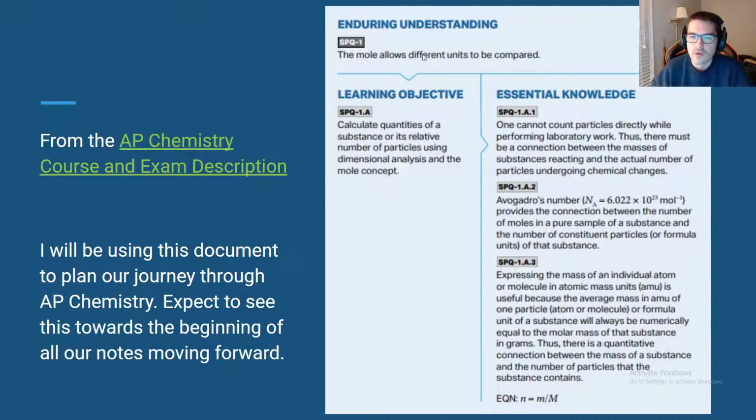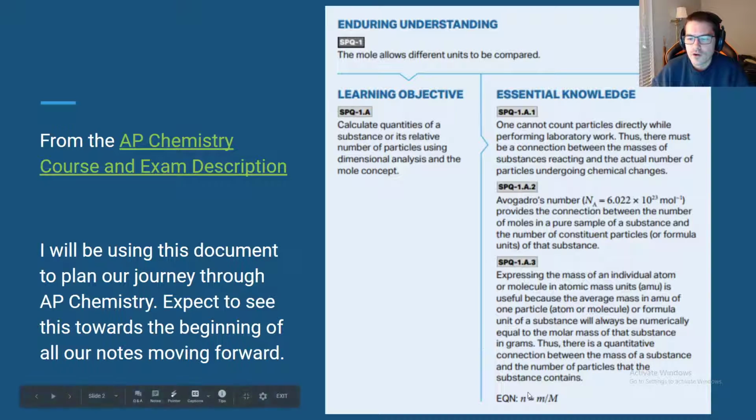So, what is the goal or the objective here for this topic? It says the mole allows different units to be compared. Let's actually focus here on this learning objective. It says we're going to learn how to calculate quantities of a substance or its relative number of particles using dimensional analysis and the mole concept. And that is exactly what we're going to be doing today. I'm going to be going through a few other little things prior to this objective, but this is the main objective for the day.